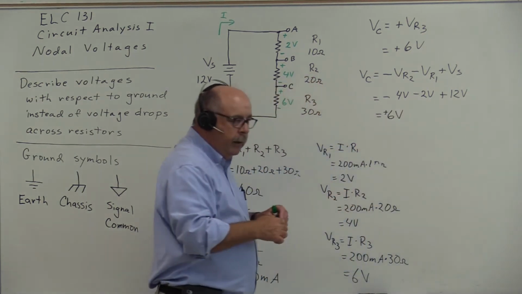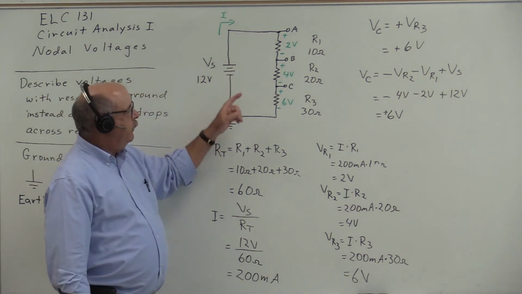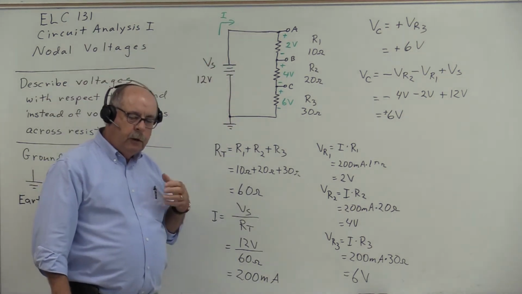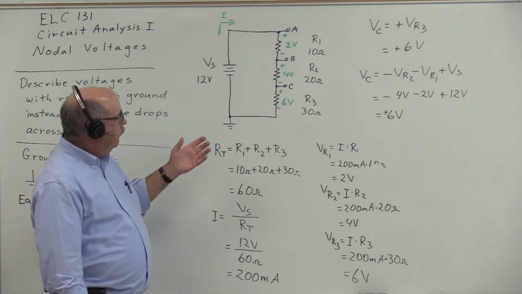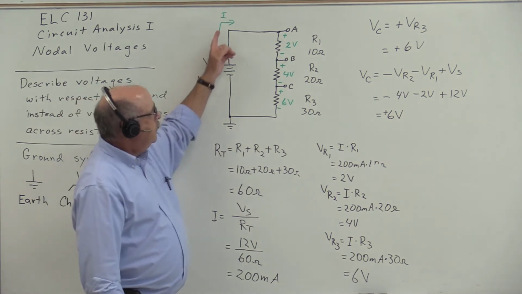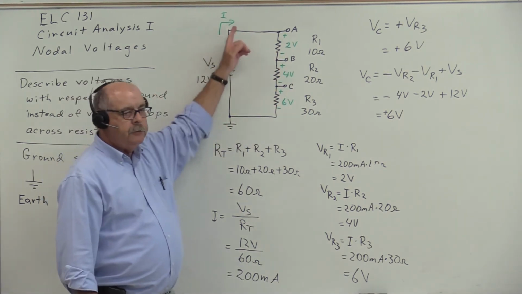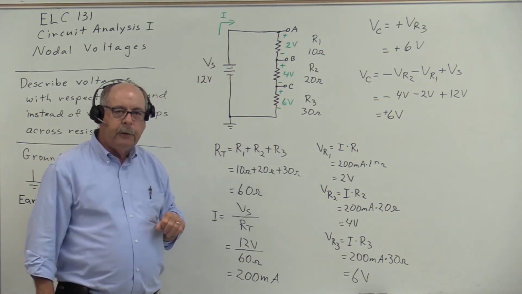So you see, it doesn't matter which direction I go to get from A to ground, the voltage difference is always the same. And hopefully this makes sense, because if I go all the way around this closed loop, the sum of the potential differences always has to be 0.